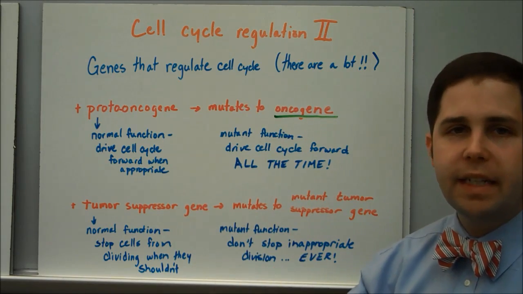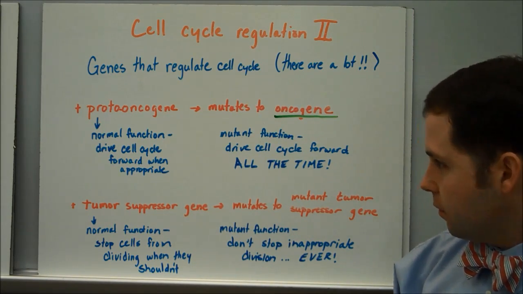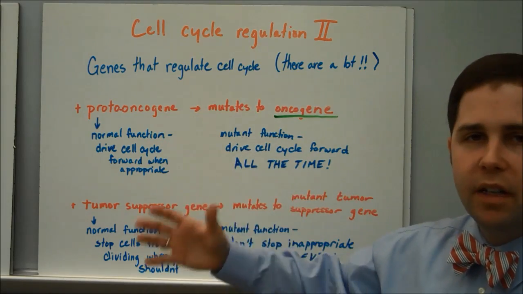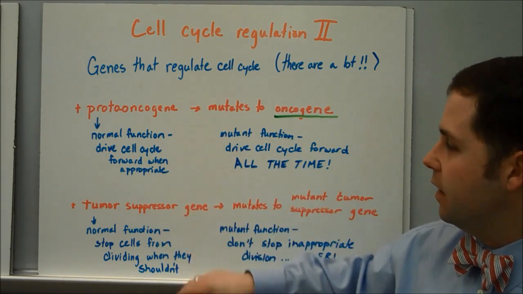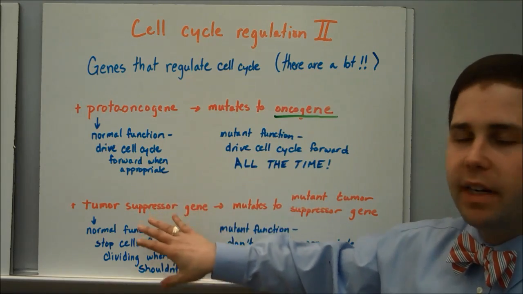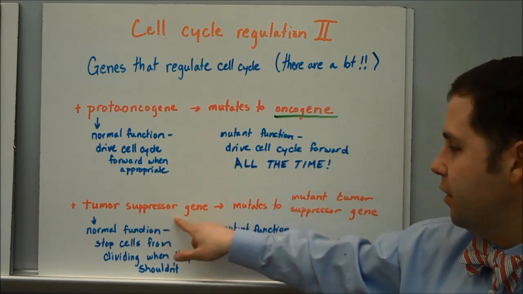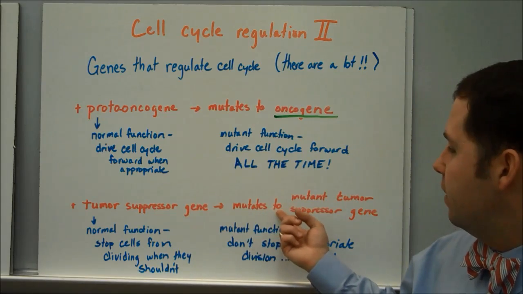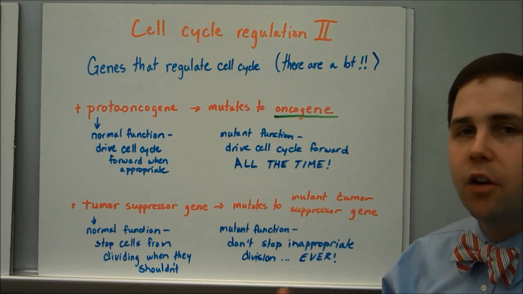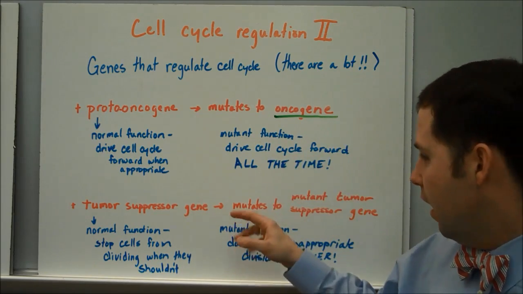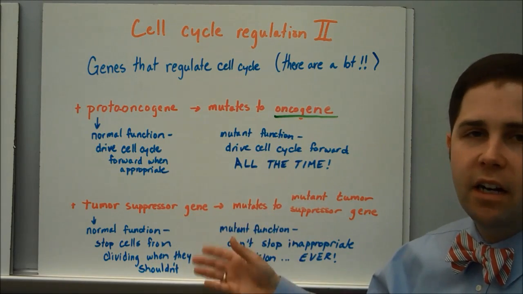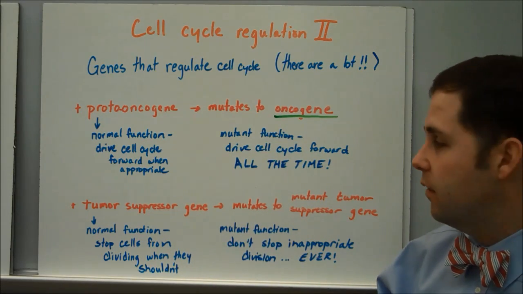And you can see how that's going to lead to cancer. So that's one class of genes that regulate the cell cycle. Another class of genes that regulate the cell cycle are known as tumor suppressor genes. And these mutate to mutant tumor suppressor genes. They don't really have a fancy name like oncogenes. Sometimes people call these anti-oncogenes because they have the opposite function of an oncogene.